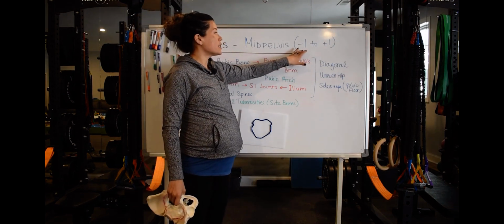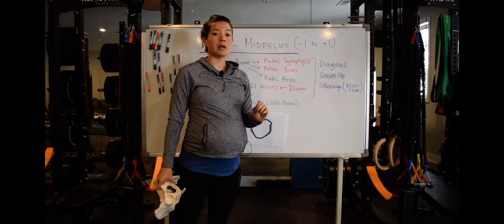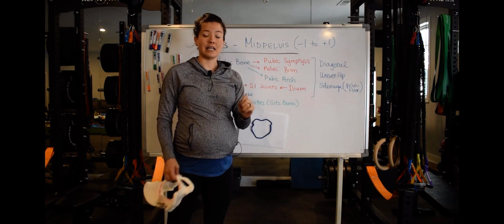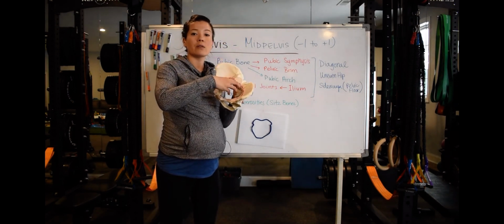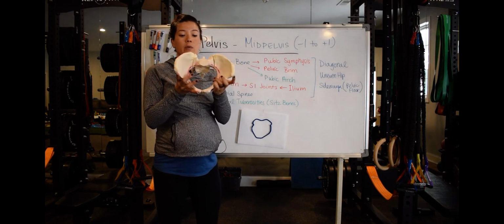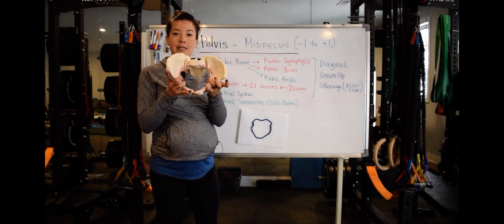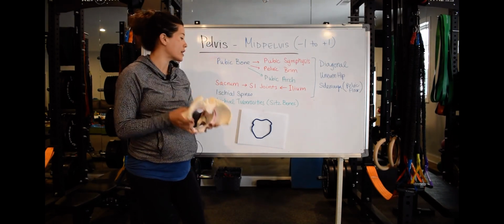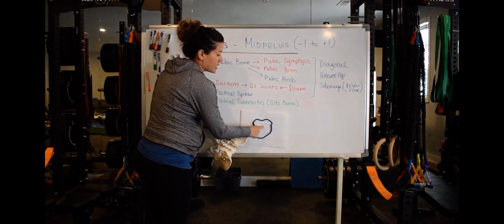Mid-pelvis movements we want to focus on when baby is at a -1 to a +1 station. This means baby has engaged and is making their way through this bony structure. And so we want to do the diagonal, sideways, uneven hip movements as baby is trying to descend through this space here.